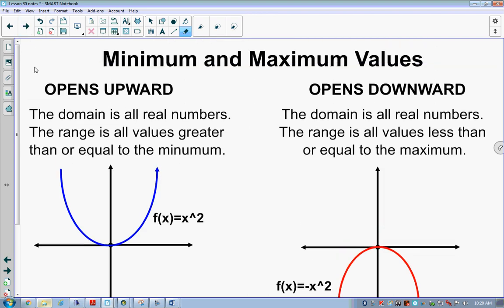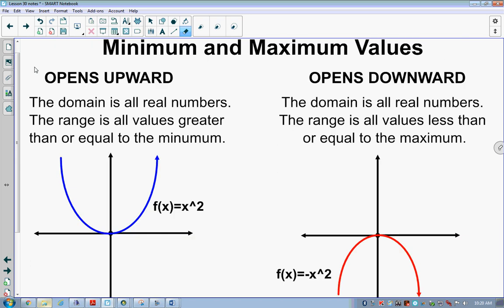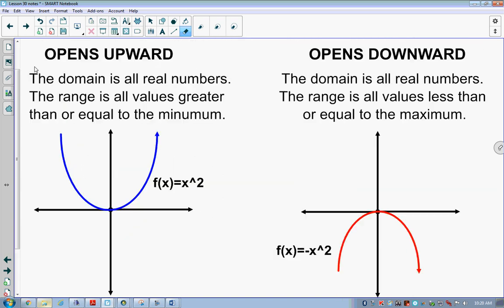All right, so here's a basic graph I was able to put together. So we got minimum and maximum values. When it opens up, the domain is all real numbers. The range is all values greater than or equal to the minimum. That's what you see on the left. If it opens down, the domain is still all real numbers, but the range is all values less than or equal to the maximum. Okay? And we're just using x squared and negative x squared to represent a there.